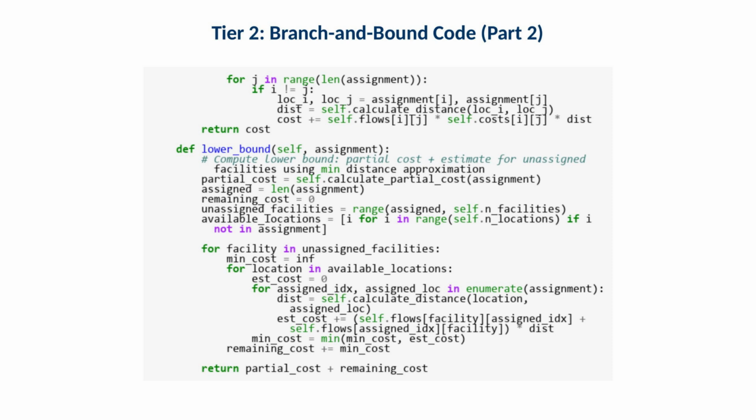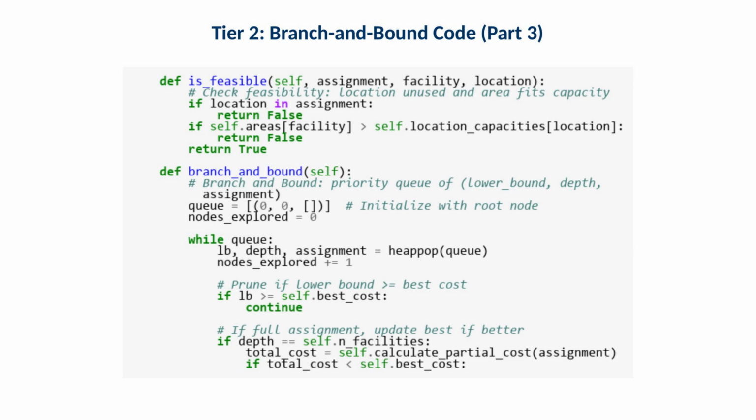be pruned early. This section defines feasibility checks, such as whether a location is unused and whether the facility's area requirement fits the location capacity. These checks prevent wasting computation on infeasible partial solutions and improve pruning performance.